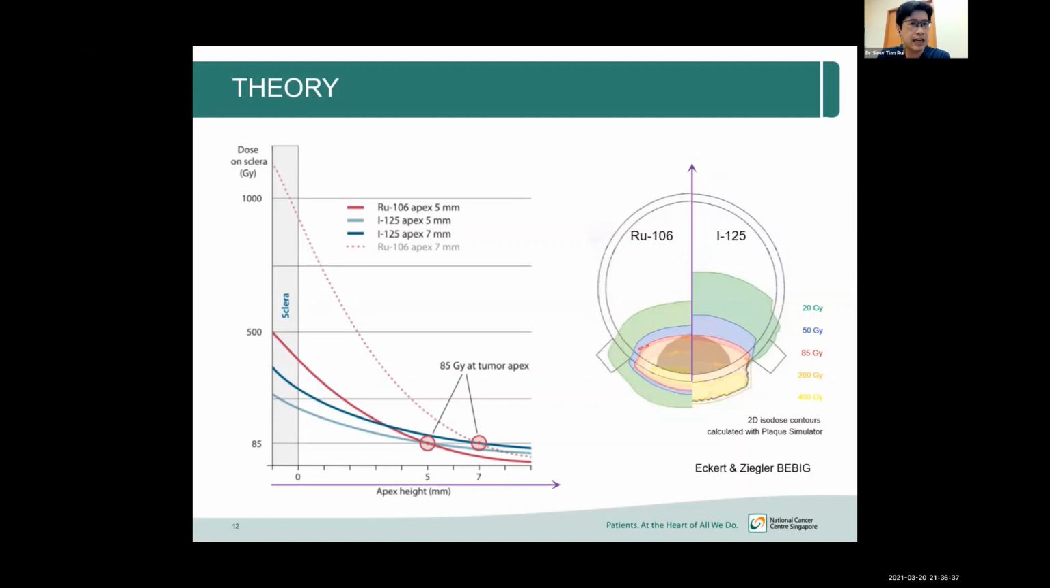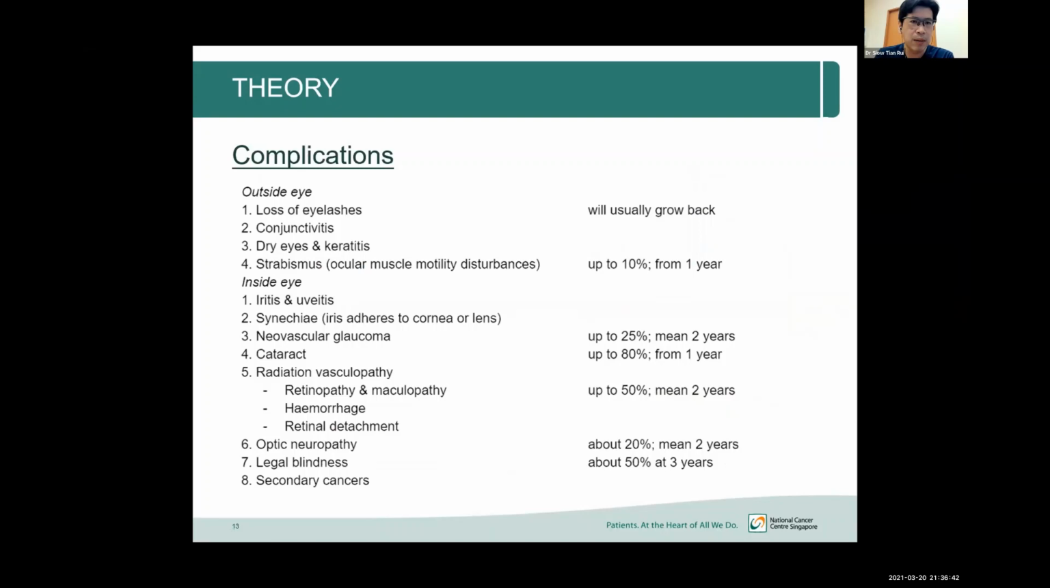Right, so I think we've gone through the possible complications of the treatment, so I'll probably skip over it. As Gavin, I just want to point out, and this is what I like to tell the patients when I consent them, that this is not necessarily a vision sparing or function sparing procedure, but hopefully an eye sparing procedure.